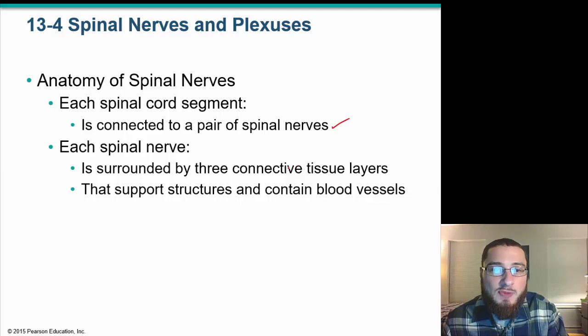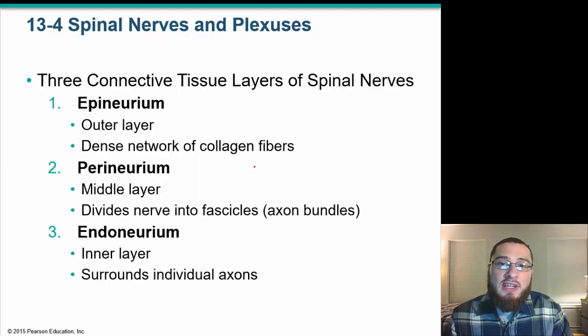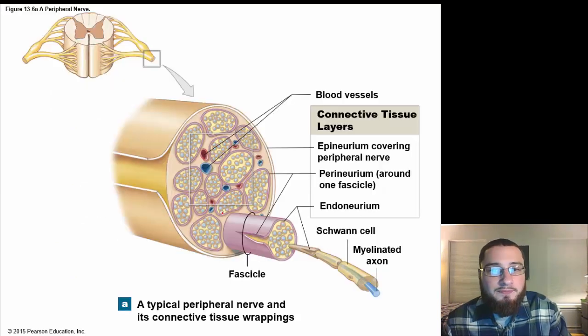And each spinal cord segment is connected to a pair of spinal nerves, like we said. And each spinal nerve is surrounded by 3 connective tissue layers, which are support structures and contain blood vessels. The 3 connective tissue layers of the spinal nerves: you have the epineurium, which is the outer layer, the perineurium, which is the middle layer, and then you have the endoneurium, which is the inner layer.